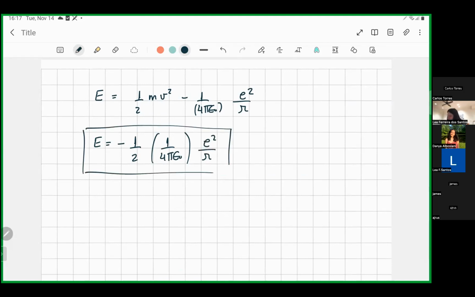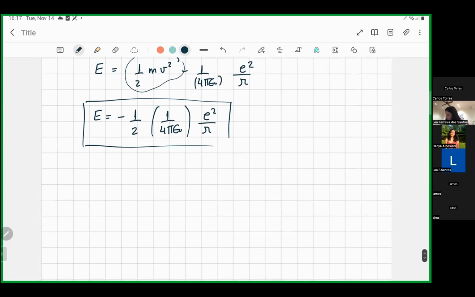How did I come to this point? Well, I substitute this part, the kinetic energy, using what I know for this electron moving around the nucleus. Now we said that the electron is moving due to the electric force. So the electric force is this.